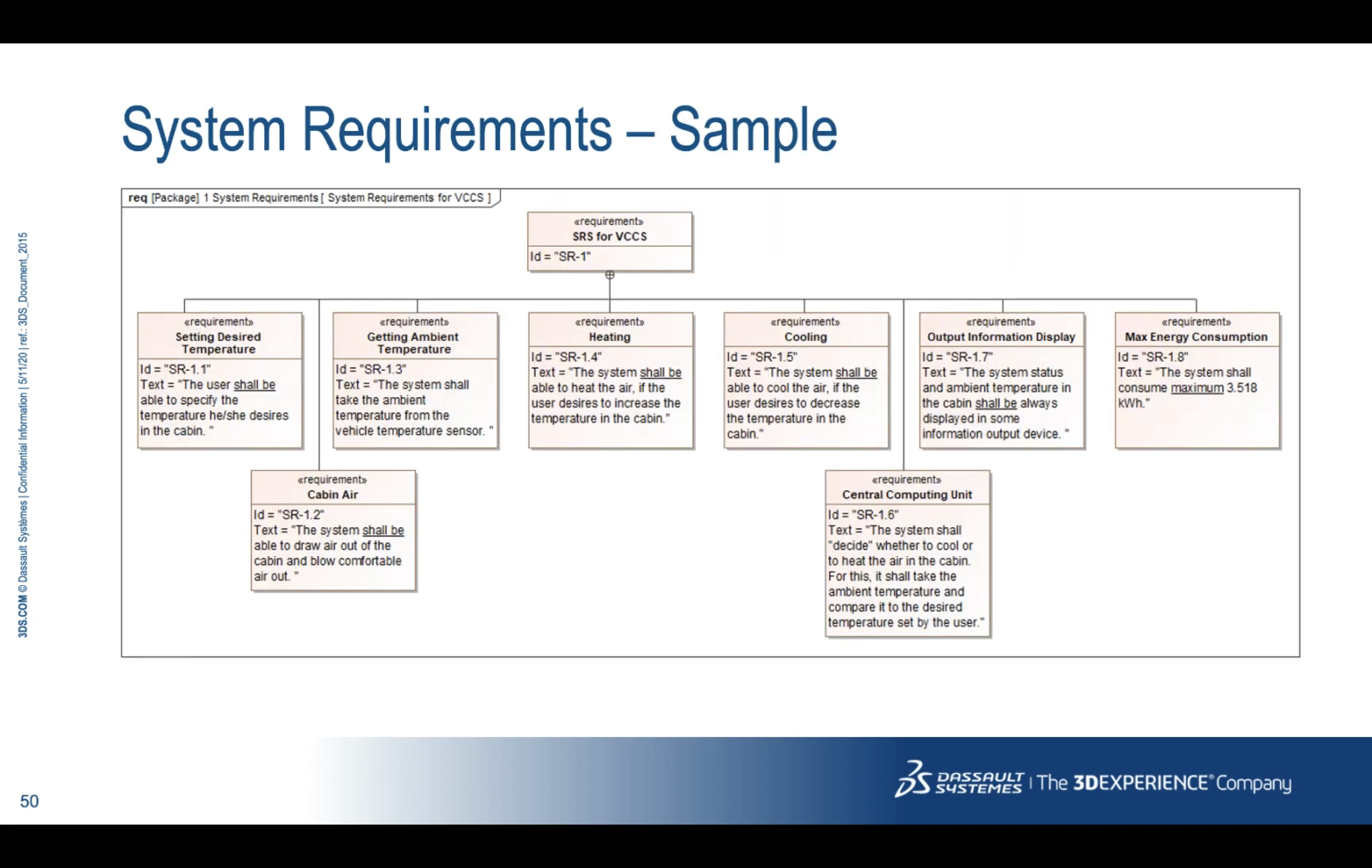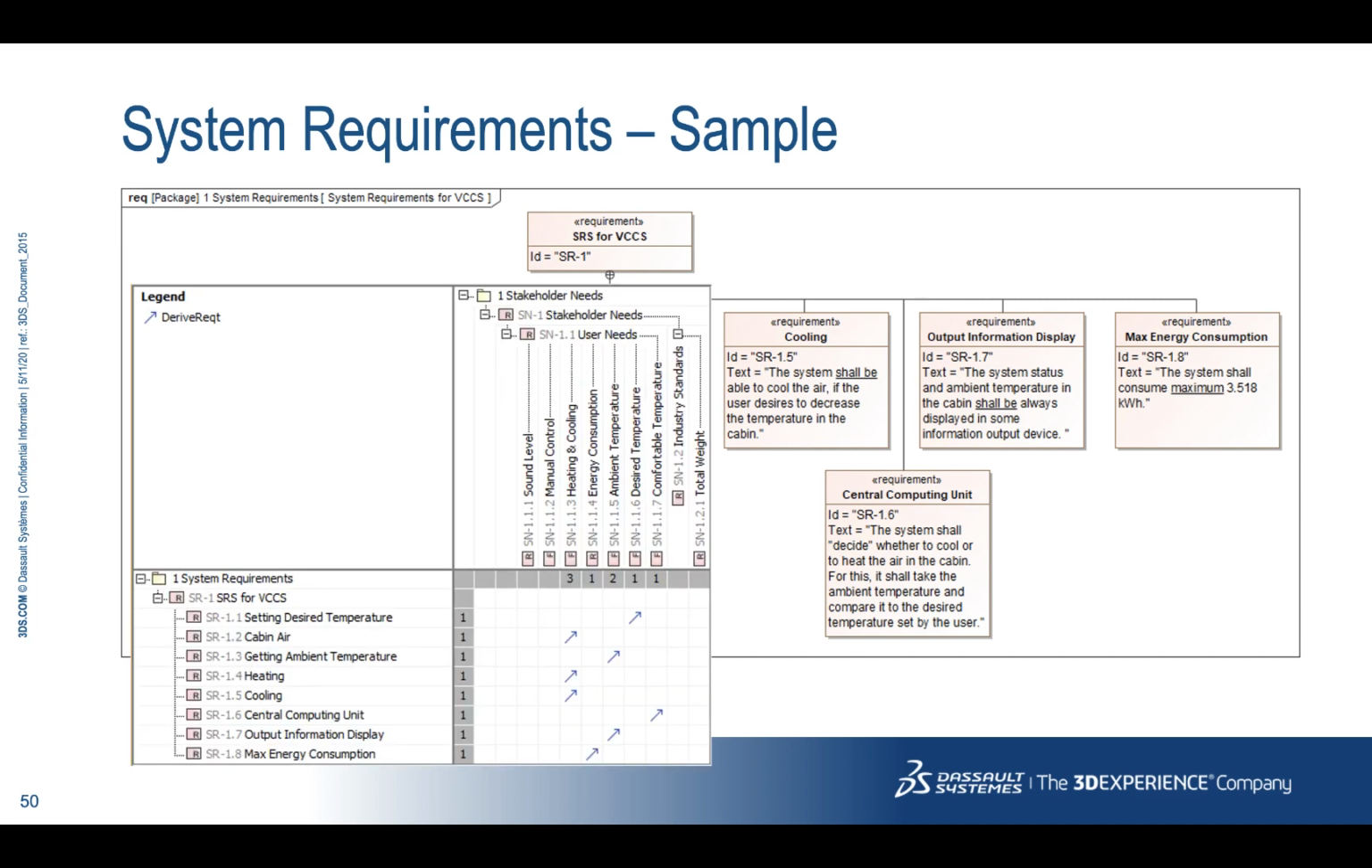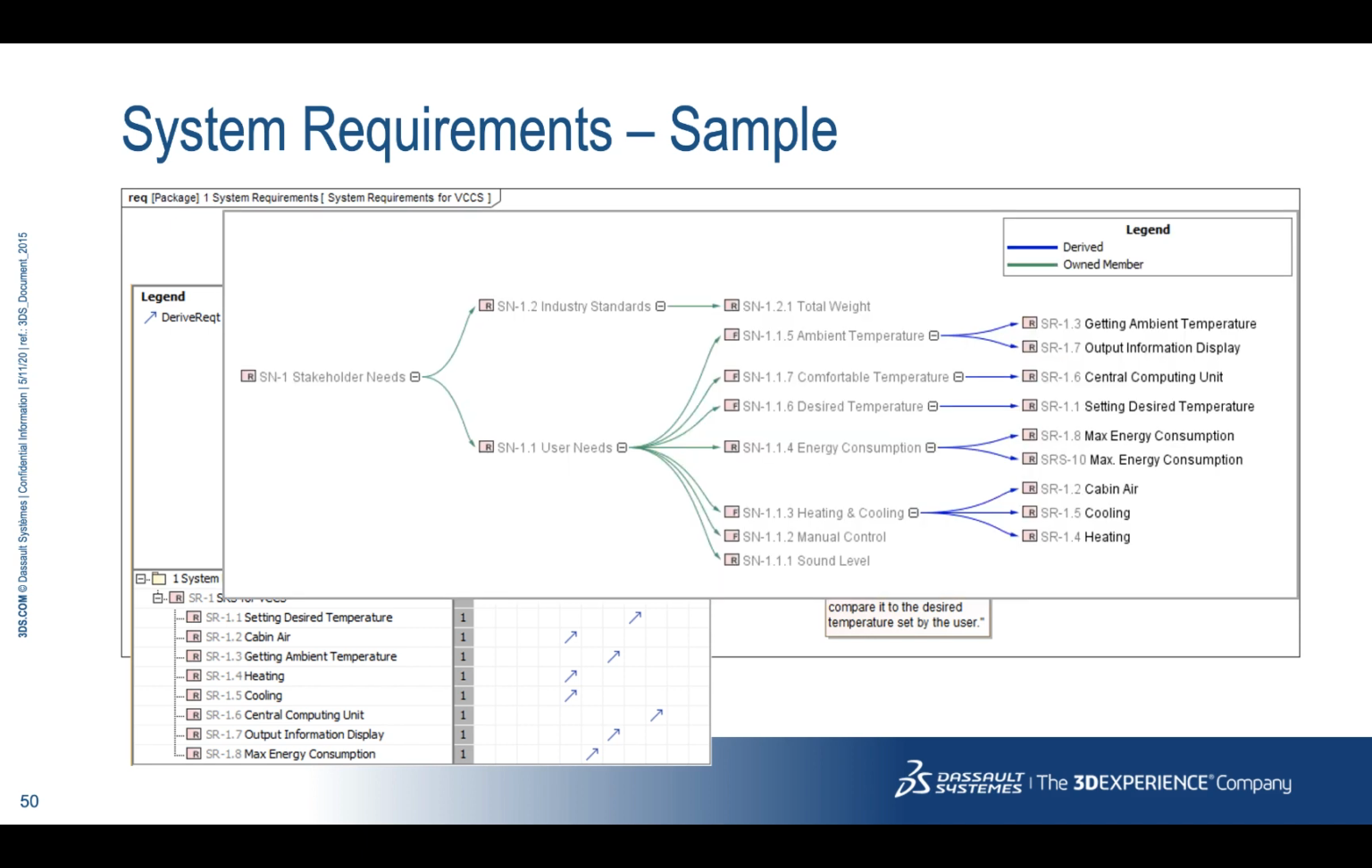Looking into an example, we can capture them in the diagram. We can capture them in the tabular form that was displayed before. We can capture them in the graph that I also displayed previously, and we can capture relations to the stakeholder needs of how system requirements are derived from the stakeholder needs. And of course, we can build a nice looking traceability from the stakeholder needs to the system requirements.